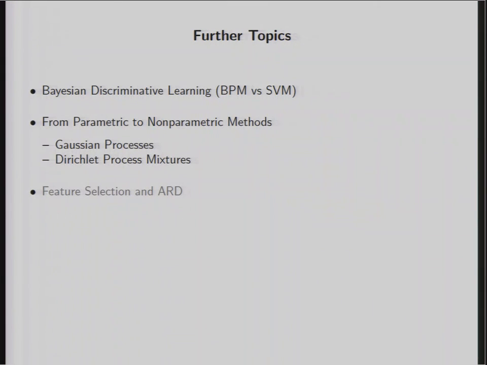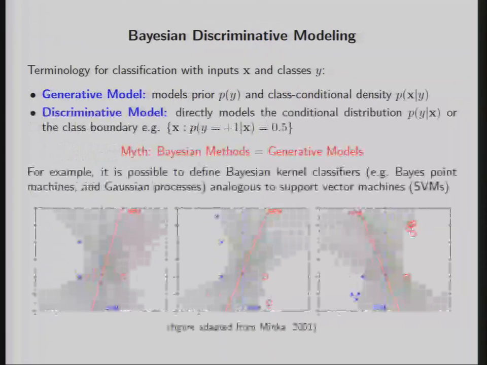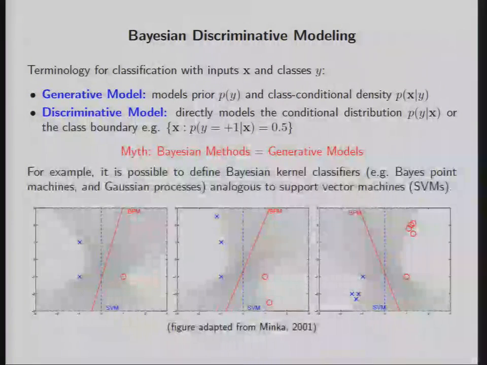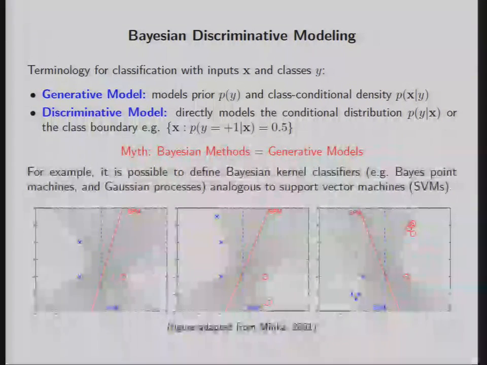Okay, so this is a random collection of interesting things that follow on from the general Bayesian framework. First thing I want to talk about is Bayesian discriminative learning. The reason for that is that in machine learning, we have certain terminology, and that affects the way we think about different kinds of models. So one particular kind of terminology is this generative versus discriminative model distinction.